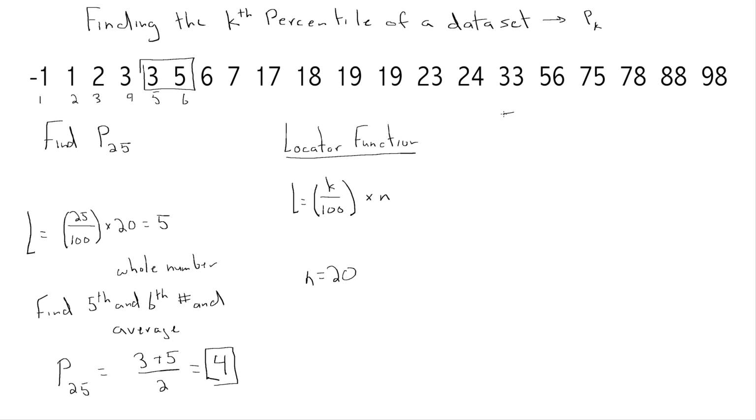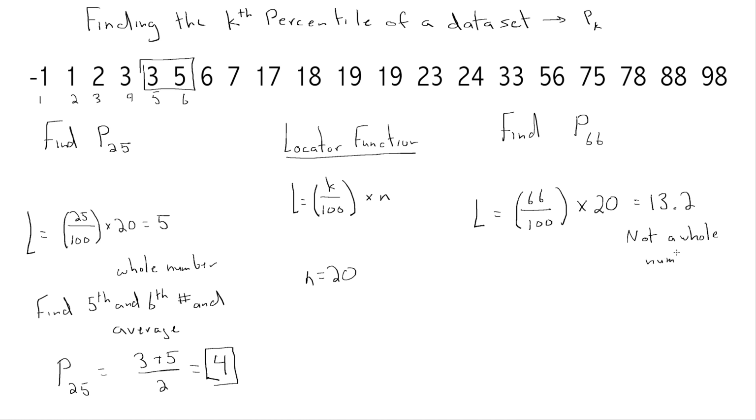Now a second example will be when we find the 66th percentile of this data set. So P subscript 66. Again, we start by computing the locator value. So we're going to do 66 divided by 100. Then we'll multiply that by our sample size, which is 20. And what we will get in this case is 13.2, which we'll notice is not a whole number, which means we're going to handle finding our percentile in the list a little bit differently.